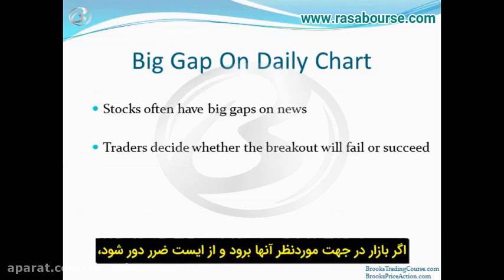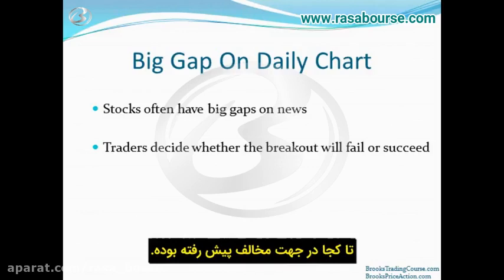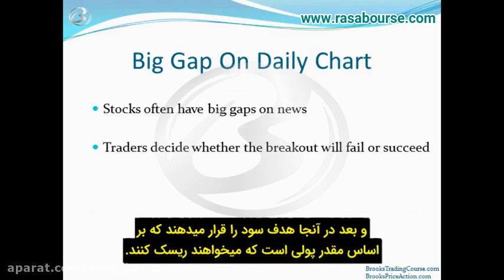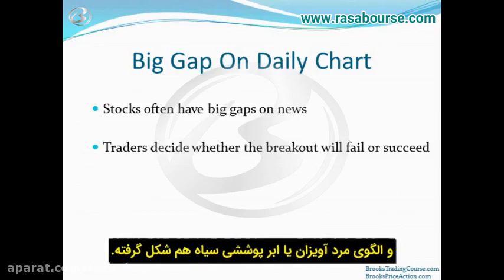If the market starts to go their way without getting anywhere near their stop, they'll take a look at how far the market went against them before it started to resume in their direction. At that point, they'll base a target on the actual amount of money that they had to risk on the trade.